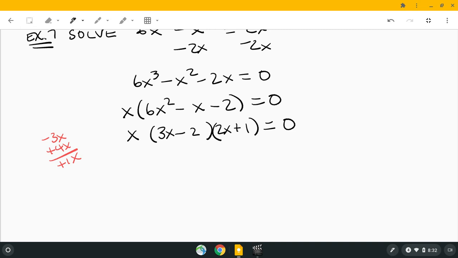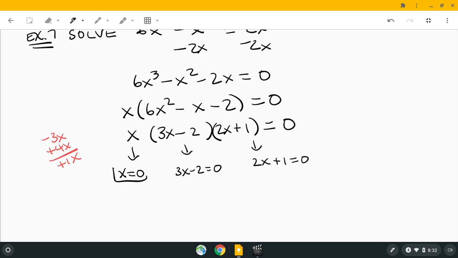Okay, and then here you actually have 3 factors. So a lot of people forget this one here. So don't forget this one. Okay, wherever you see an x, you're going to have an answer. Okay, so here, x equals 0. Here, 3x minus 2 equals 0. And here, 2x plus 1 equals 0.